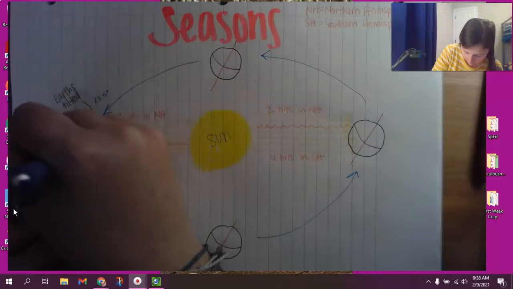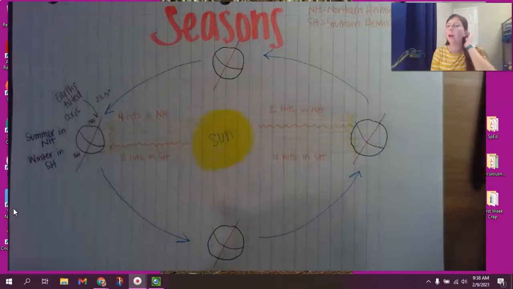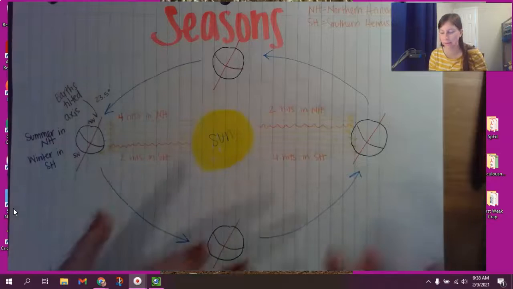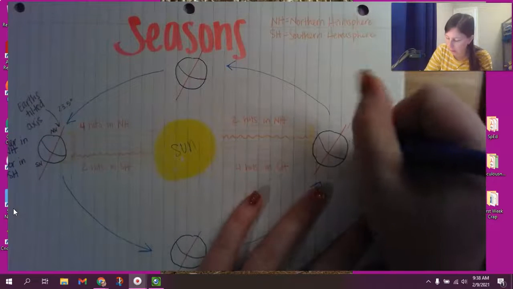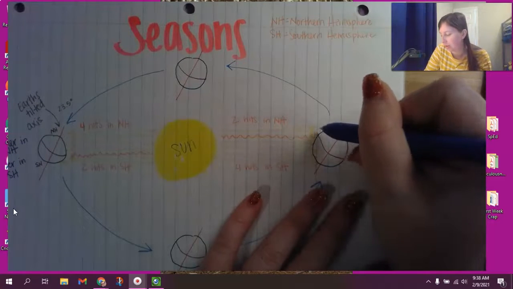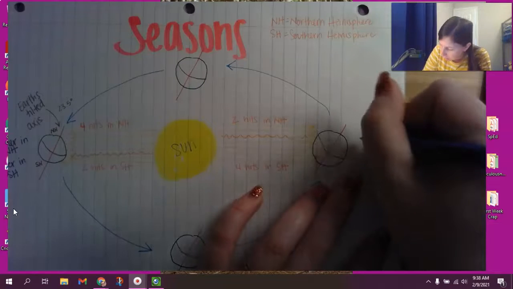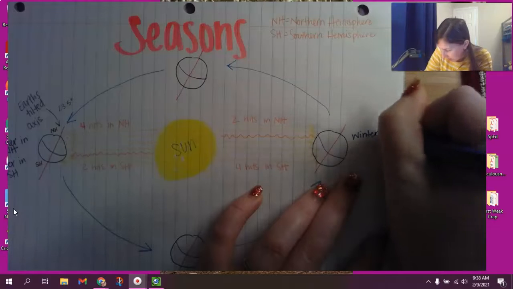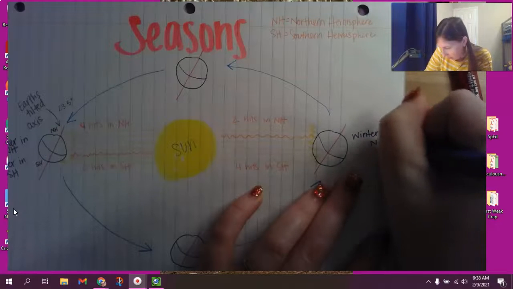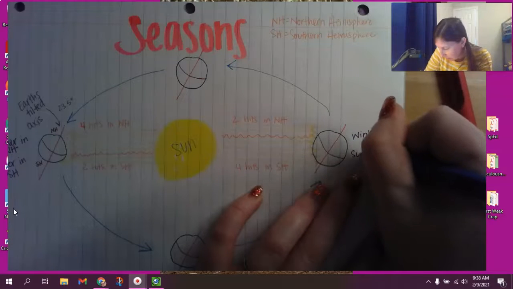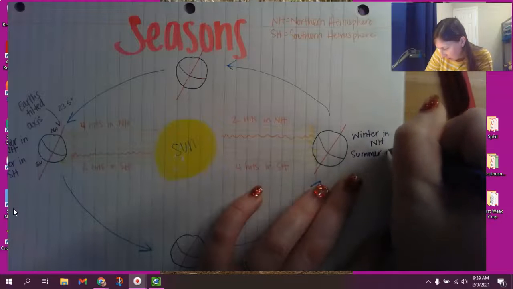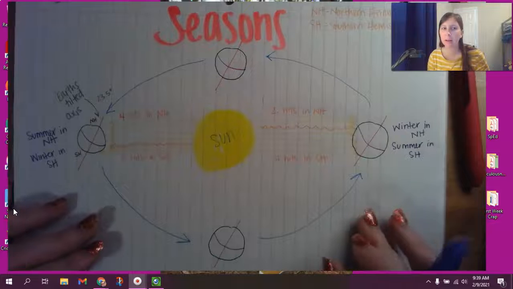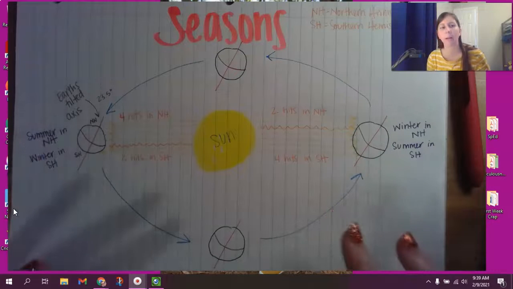in southern hemisphere. We talked last week when we were doing MOSA about how northern hemisphere and southern hemisphere have opposite seasons. Over here, we've only got 2 hits in the northern hemisphere and 4 hits in the southern. So this would be winter in the northern hemisphere and summer in the southern hemisphere. So now remember that the seasons are not necessarily tied to our calendar.